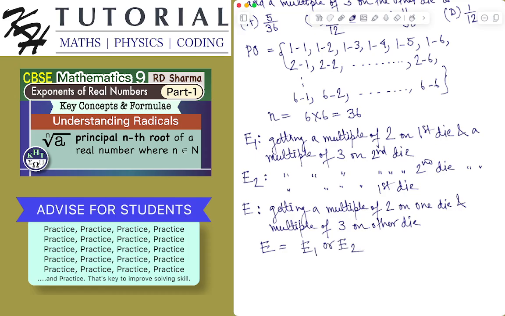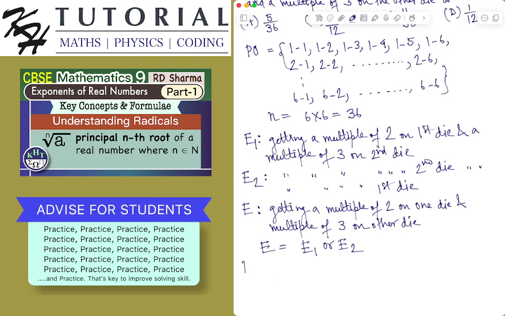Event E1 is that a multiple of 2 will occur on the first die and a multiple of 3 will occur on the second die, and the event E2 is the other way around: a multiple of 3 on the first die and a multiple of 2 on the second die. So the event whose probability has been asked, that is getting a multiple of 2 on one die, not mentioning which die, and a multiple of 3 on the other die, will be E1 or E2.